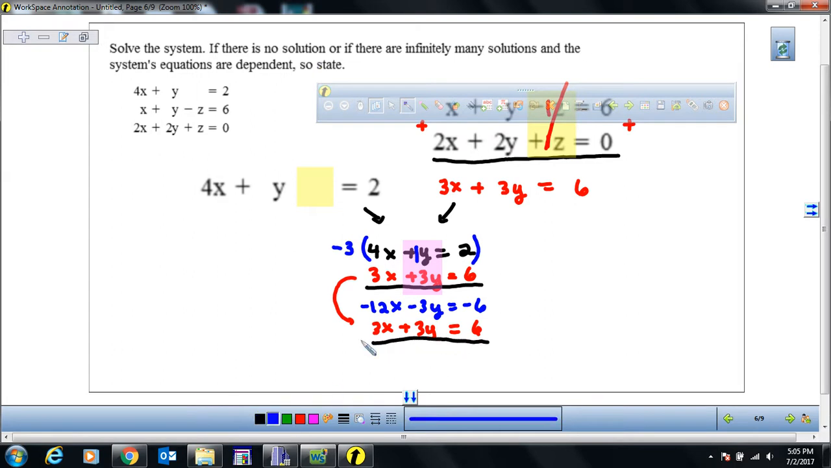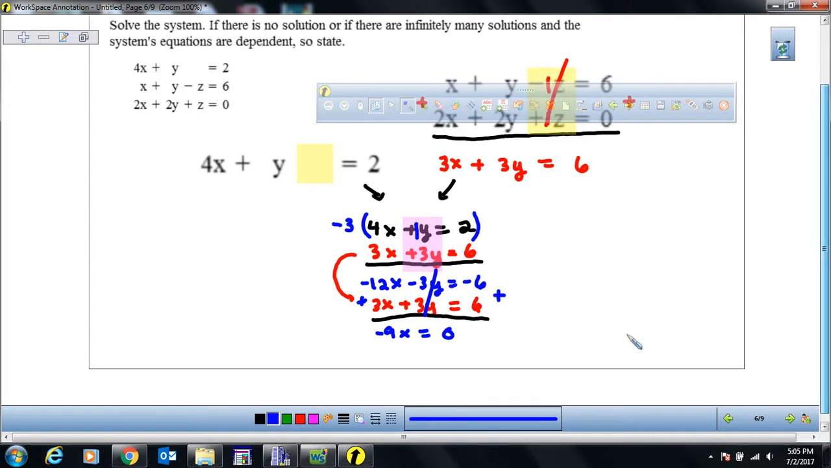So what happens here when I add them? We're going to get -9x, the y's cancel, equals 0. And right here, to leave the x by itself, all I have to do is divide both sides by -9, so that gives me x is equal to 0. So that's the value of x from my system of equations. That's the solution for x.